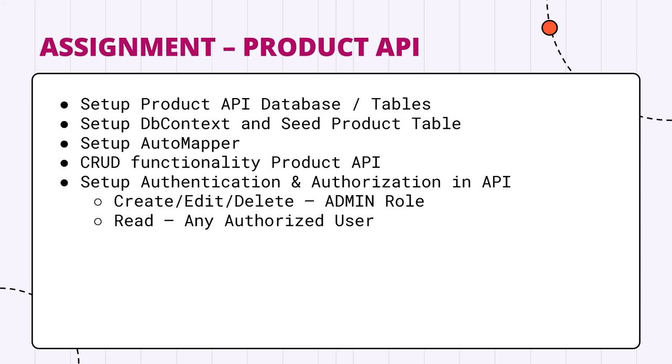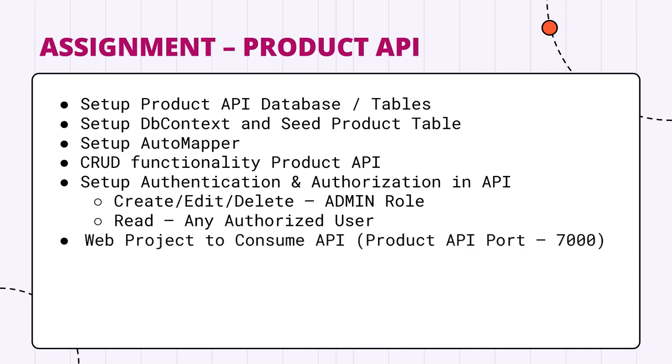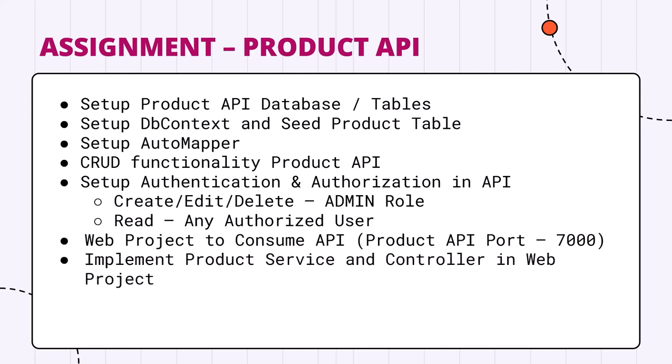Now the 5 steps that I have here will be part 1 of the assignment. Once you complete part 1, in the next step, you have to consume the API from the web project. When you consume that API, the product API port number should be updated to port 7000, and you have to implement the product service and controller in the web project. Finally, you will have to create views for the product CRUD operation.